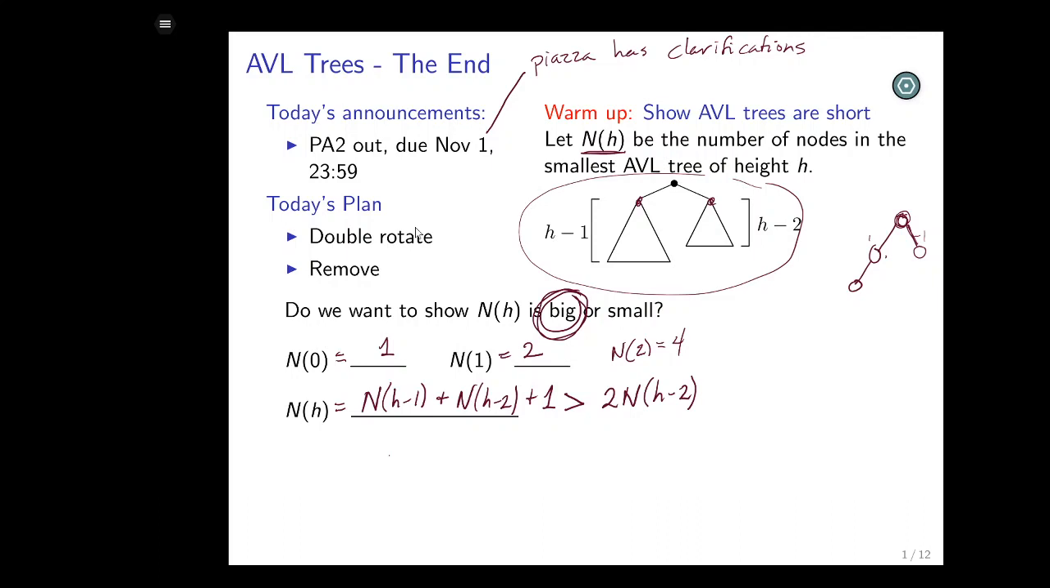Is anybody feeling a little queasy, a little nervous right now? A little questionable? Like, what the heck? You're giving stuff away here. It's like I have n of h minus 1 plus n of h minus 2 plus 1. I've got lots of stuff on one side, and I'm just saying, I don't need to worry about that. I'm just going to take 2 times n of h minus 2, because it's good enough for me.